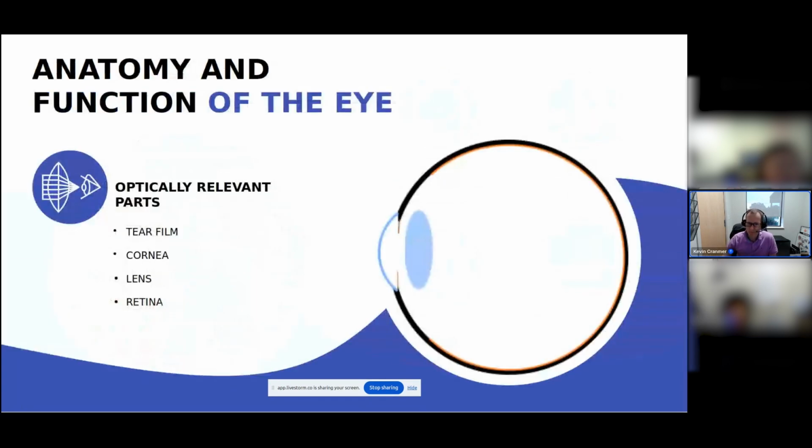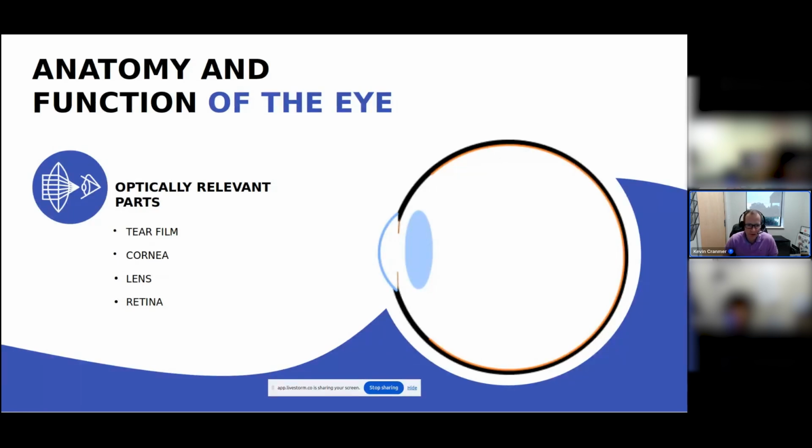One of the most important things in learning to refract is learning the basic optics of the eye. This is obviously a simplified diagram of the eye, but these are the four real optical components of the eye. One of the ones that we all forget about, but that is actually the most important, is the tear film.